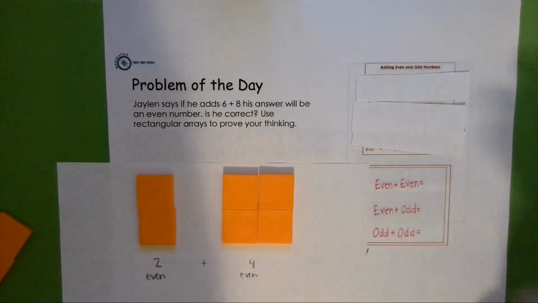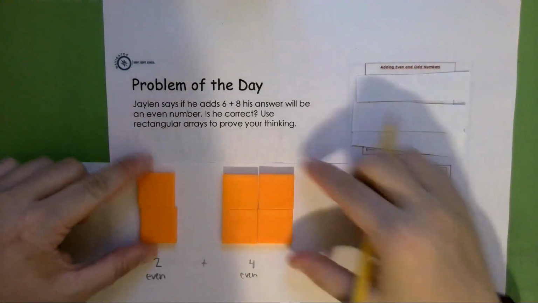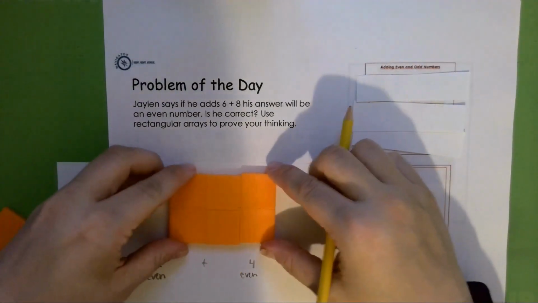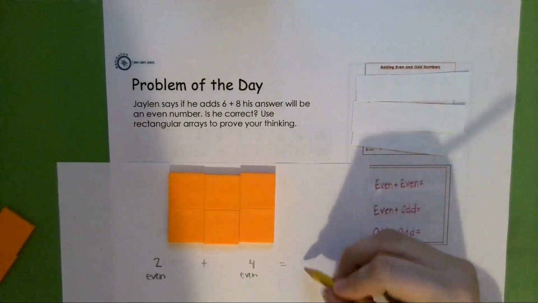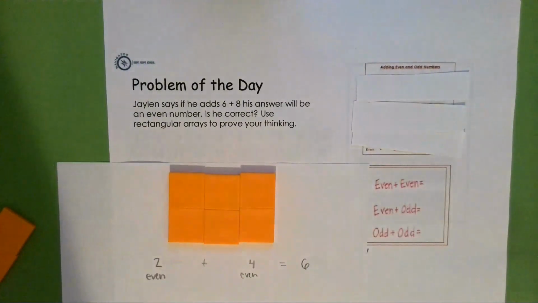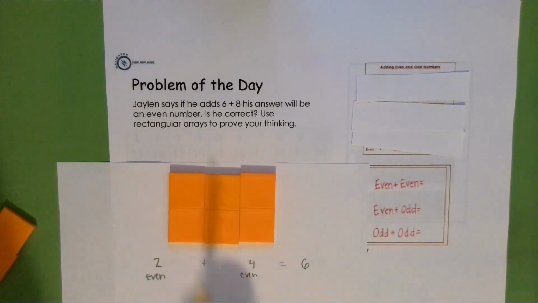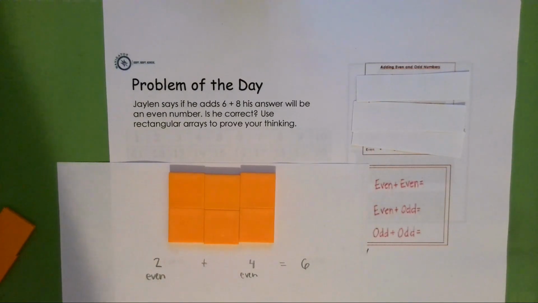Now let's put them together. What is 2 plus 4? Say it out loud. Right, 6. And is 6 odd or even? And how do you know? I bet you said 6 is an even number because our rectangular array is in rows and all have pairs. There are none left over, so it's even.